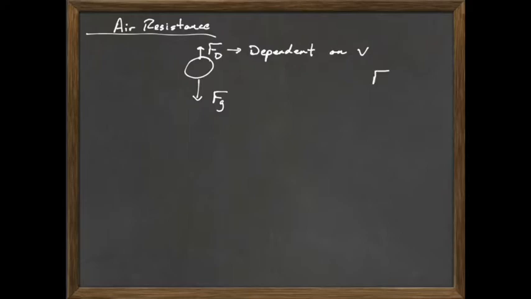In your book, they give you a very complicated formula. What we'll basically do, and the way the AP exam wants you to see it, is they always give it to you in terms of either a constant times the velocity squared, or a constant times the velocity. And the negative sign just represents that it's resistive.